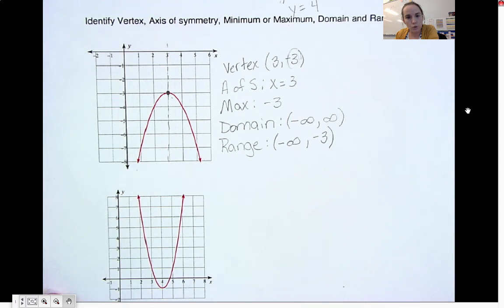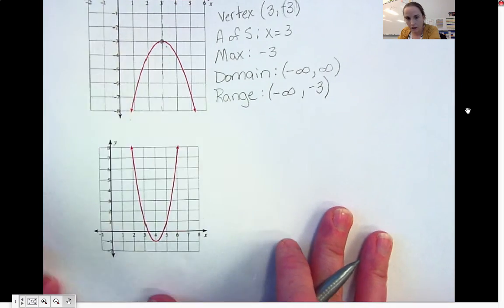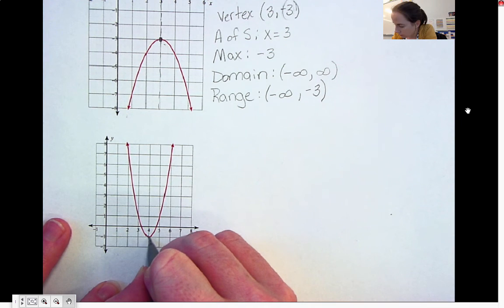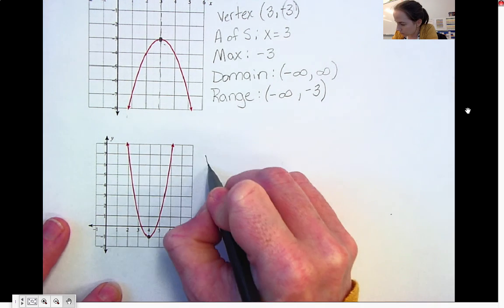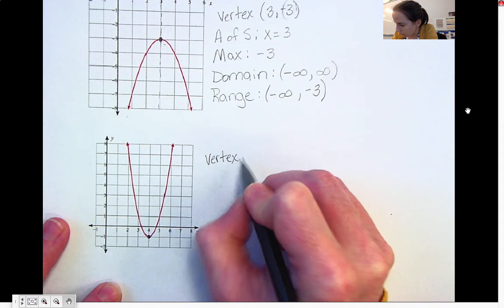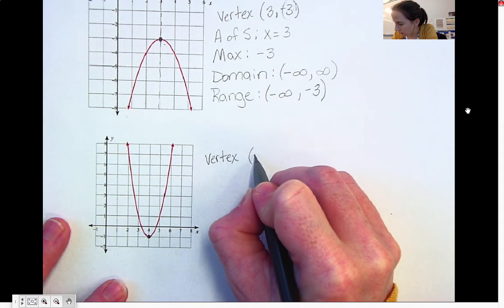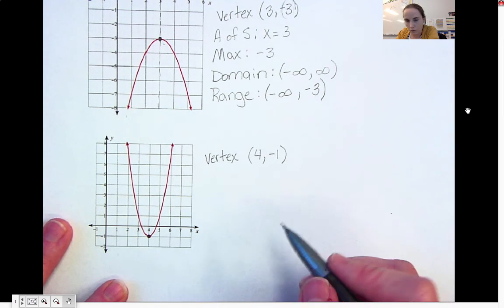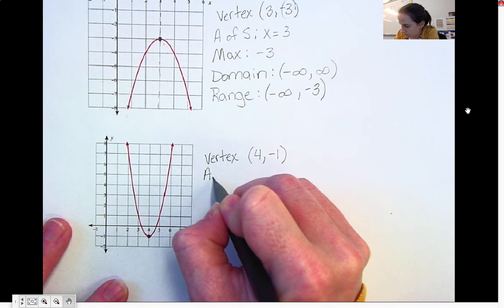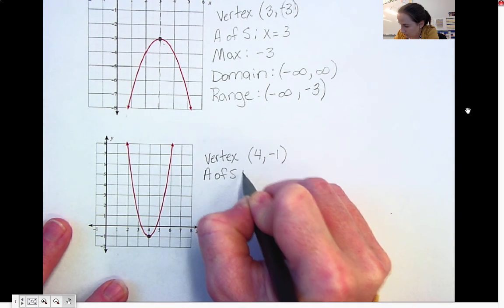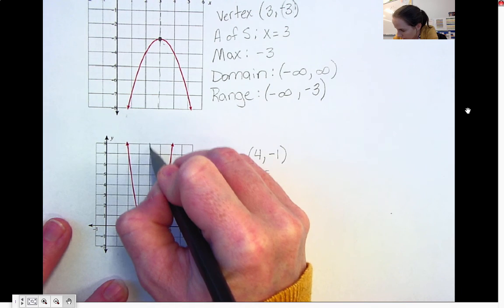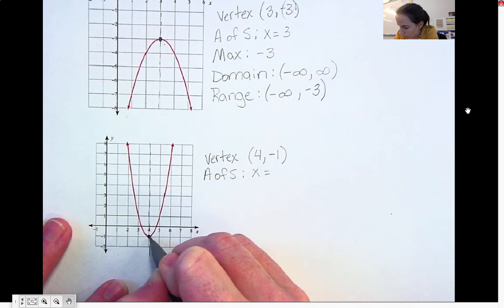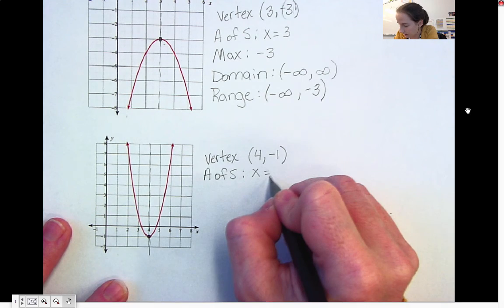Your minimum or your maximum will affect your range. Wherever your vertex is, that affects your range. Okay? Let's look at this one. Last one. Vertex. The vertex is at, the point is x comma y, 4 comma -1. Now look at this, the axis of symmetry. The axis of symmetry goes through the vertex, and it's a line, x equals 4.